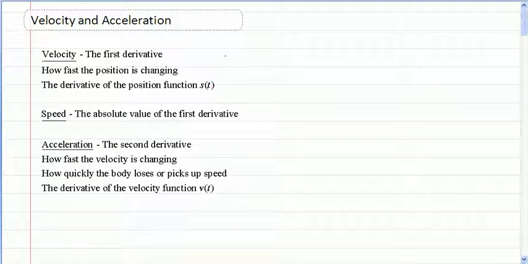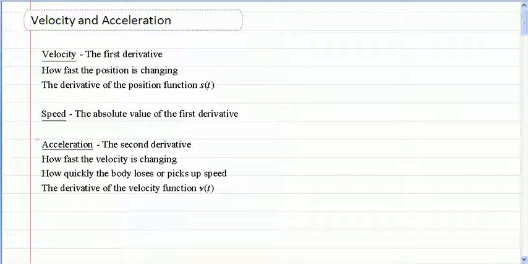In this lesson, you will learn how to solve word problems involving velocity and acceleration. Velocity is found by taking the first derivative. It is a measure of how fast the position is changing. So the position function s of t, take the first derivative to find the velocity. The speed is the absolute value of the first derivative.